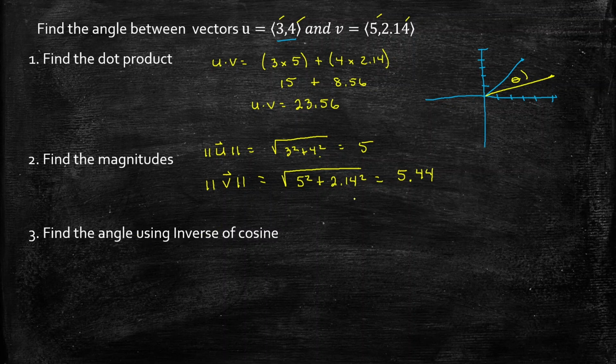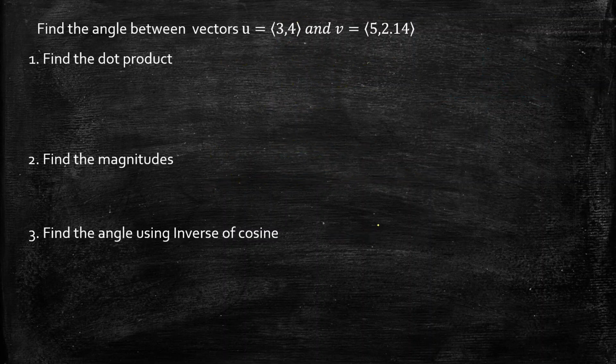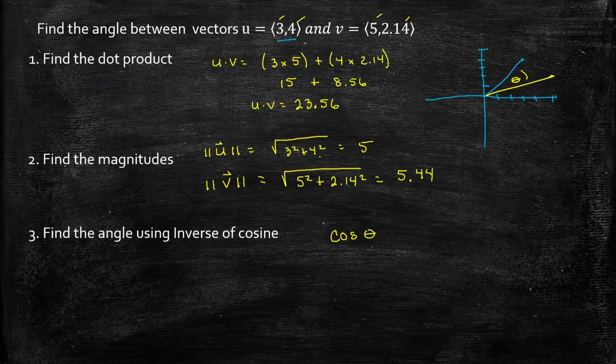So cosine theta, and again, this is right from my formula right here. Cosine theta is my dot product, which is 23.56, over the two magnitudes multiplied together. So 5 times 5.44, which is going to give me 23.56 over 27.19. Okay, remember that's cosine theta.